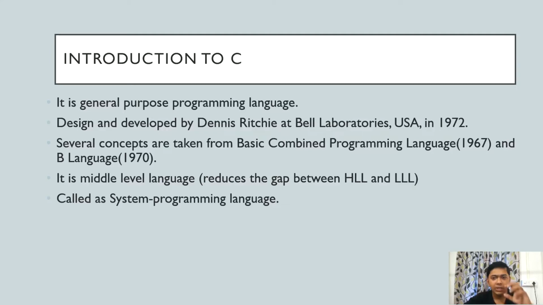Fine. Sometimes it is called a system programming language. Why? Because with this one we can develop system applications. Okay, system software like interpreter, like compiler. Okay, like the Unix operating system. Even we can develop an operating system also. Okay, that's why it is called a system programming language.